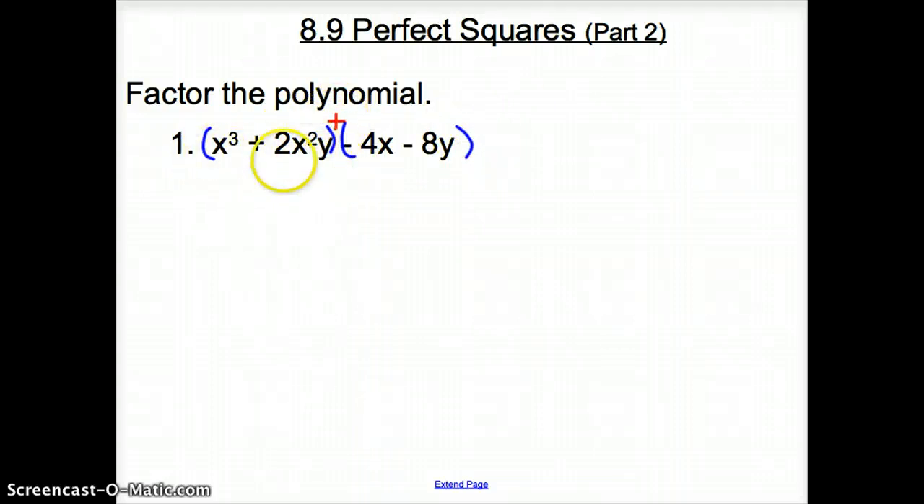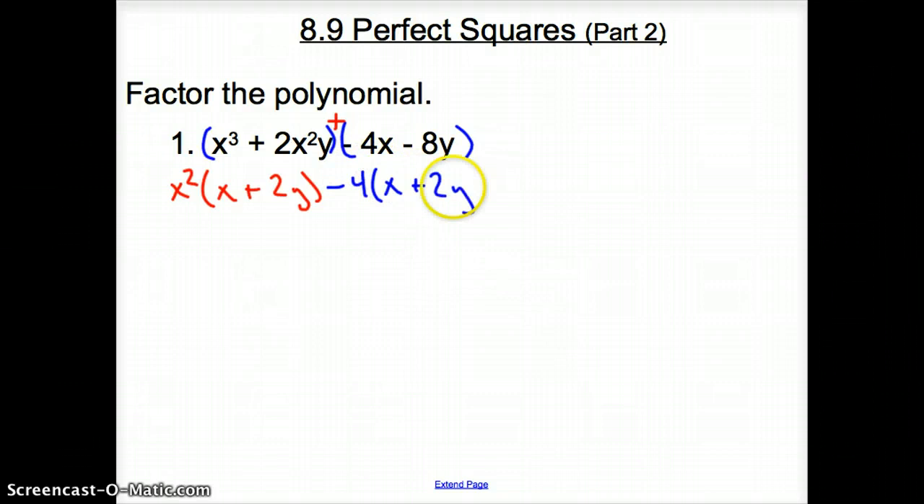So now in this first group, what can I take out? I can take out an x squared, and I'll be left with an x plus 2y. Now in this one, what can I take out? I have a negative 4 and negative 8, so I'm going to take out that negative along with the 4, take out the negative 4, and so now I'll be left with x plus 2y.